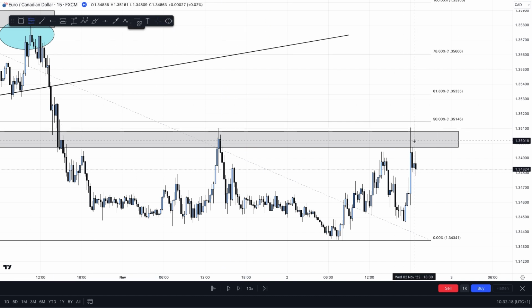So let's say we would get in around, obviously we're not going to get in right at the top. It's not realistic. We probably get in around halfway between here, back in this zone, once we see price come back down. So let's say we're getting into the market here. Okay, so that's where we're going to put our entry.